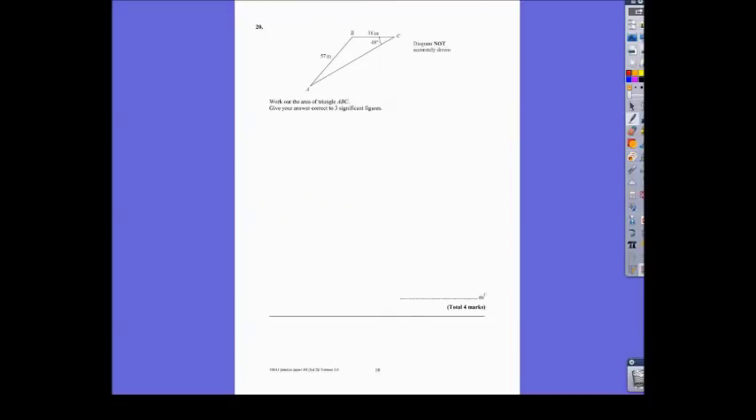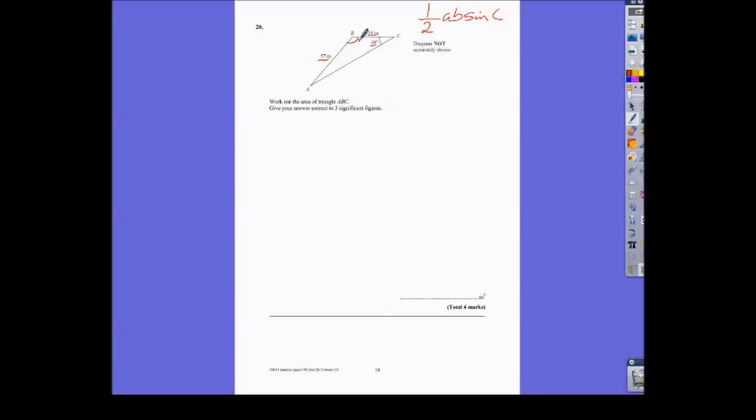Question 20. Work out the area of triangle ABC. Give your answer to 3 significant figures. Well, this question, when I marked it, a lot of students just went straight into a half AB sine C and just put these 3 values into that. Now, you've got to know that using half AB sine C for the area of a triangle, you've got to have the 2 sides and the angle between them. So we need that angle there.